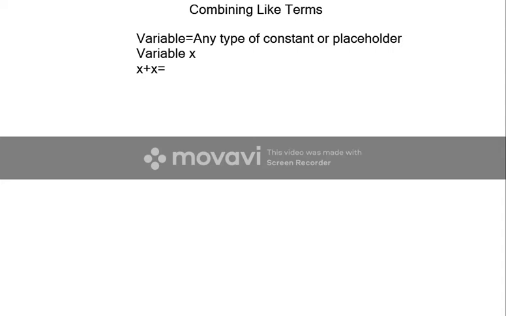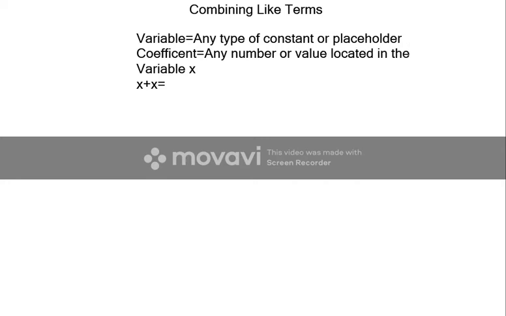So let's just write that down real quick. Coefficient. So a coefficient is basically any number or value located in the front of the variable. So for example, 3x plus 4x, right? The 3 and the 4 in front of these two x's are the coefficients because they are the numbers in front of the variables, right? So let's go back to our earlier example.